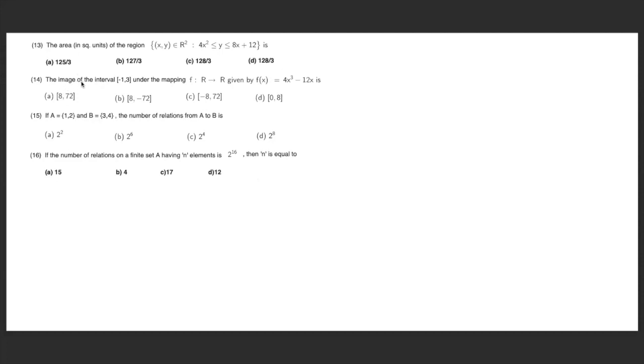Let us look at the next problem. That is the image of the interval [−1, 3] under the mapping R to R, where the function is given. Let us solve that. Let us consider the interval [−1, 3], which can be written as [−1, 1] union [1, 3].